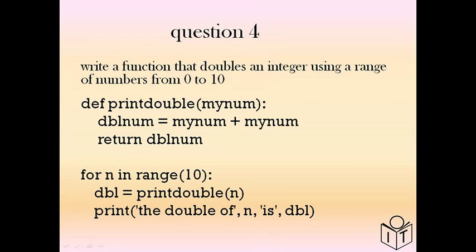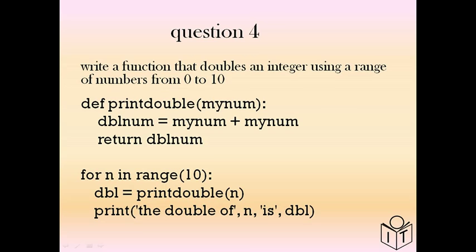Question 4. We've got a function that doubles an integer using a range of numbers from 0 to 10. So we have for n in range 10 in brackets. We call the function with n, which is the iterator in the for loop, the variable that we use, you can see n in this example. So n goes to the function. The function just adds n plus n and returns the double value, double num in this case.